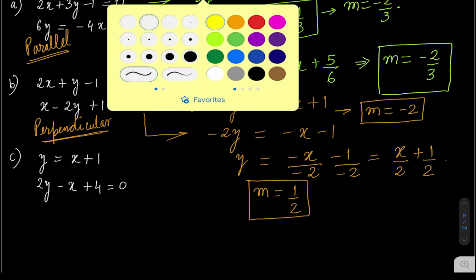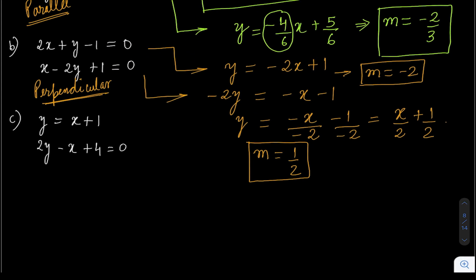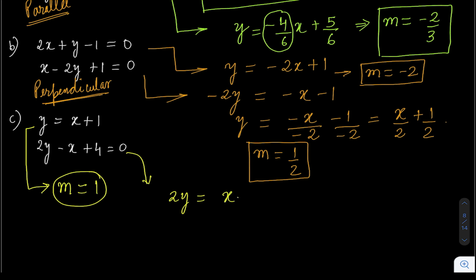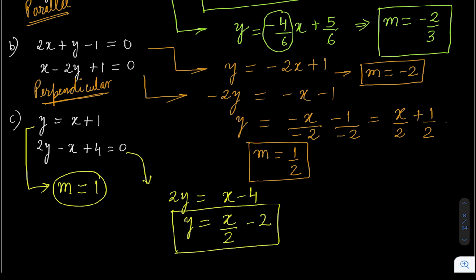Now let's quickly do the third part. Third part is, first line is y is equal to x plus 1. So obviously directly we can say gradient is 1. So let's find gradient of the second line. So I can write this as 2y equals x minus 4 and then divide by 2, which will give me y equal to x by 2 minus 2. So gradient of this line will be 1 over 2.